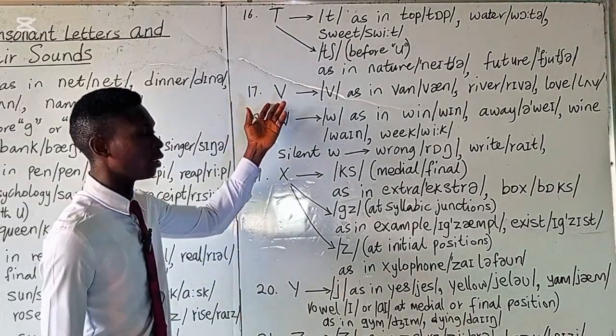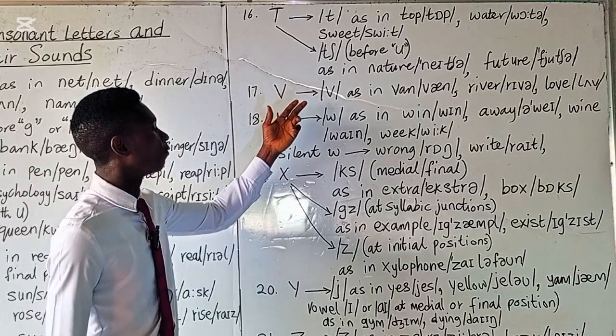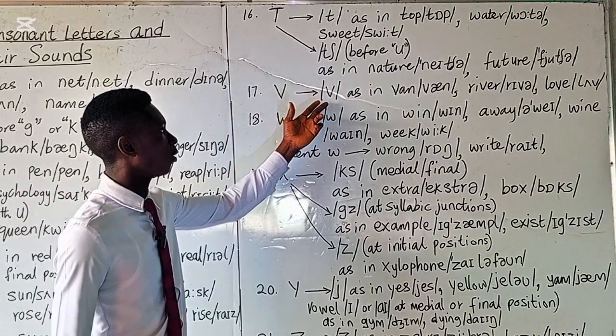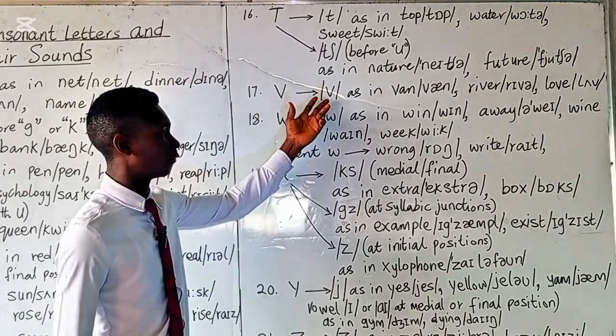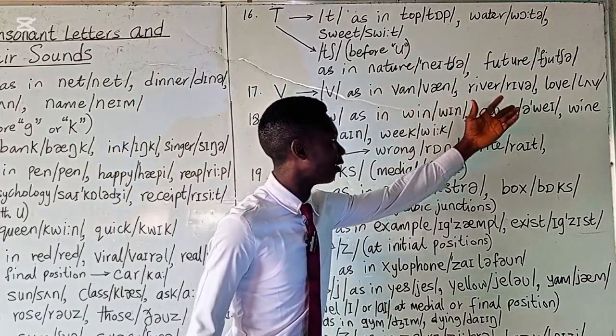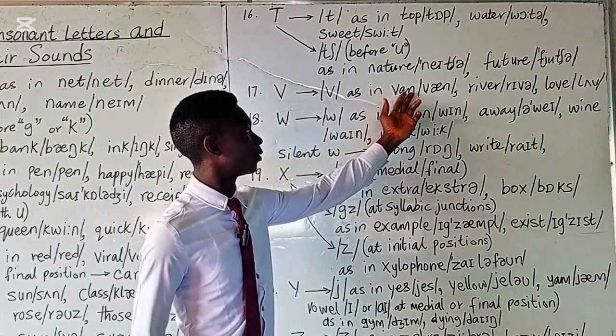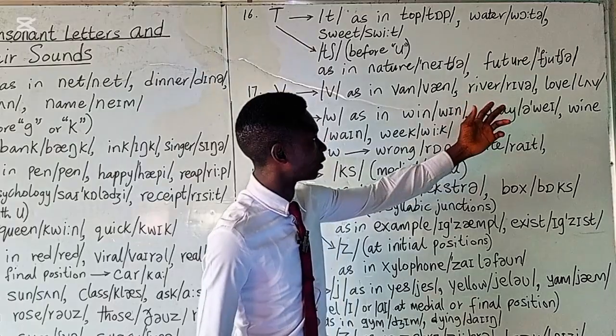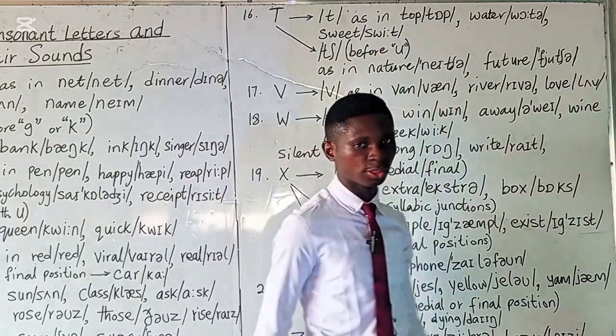Also have letter V representing the voiced labiodental fricative sound, as in van, river, love. So these at initial position, these at medial position, and these at final position.